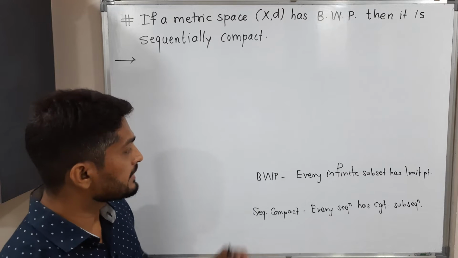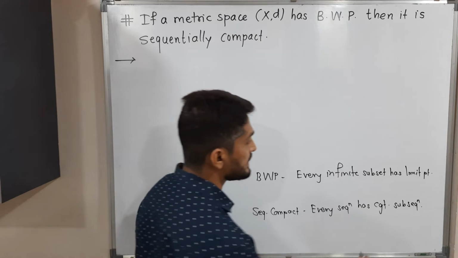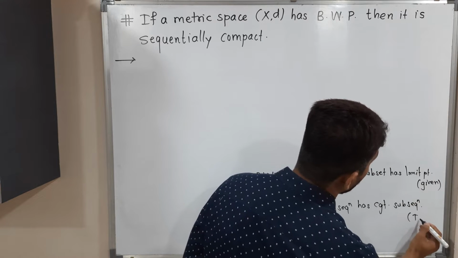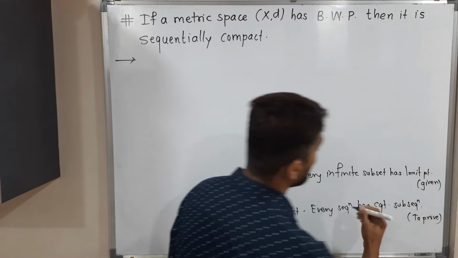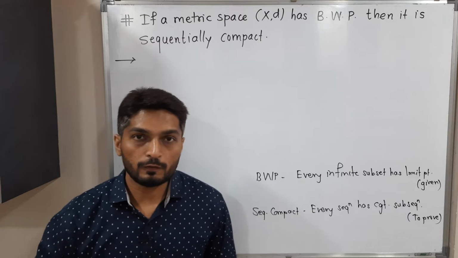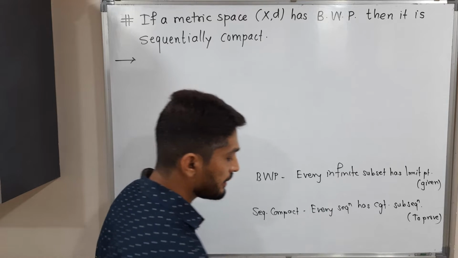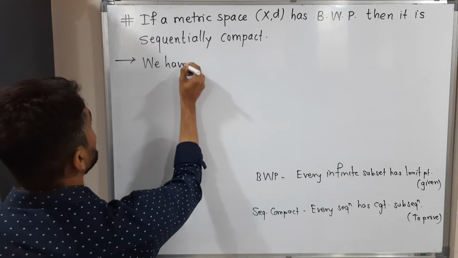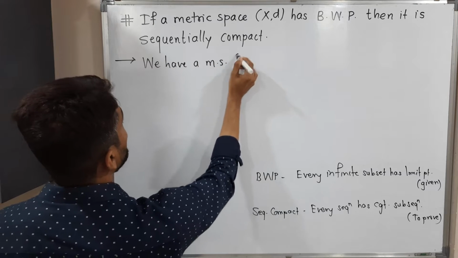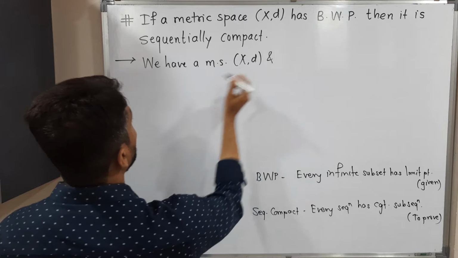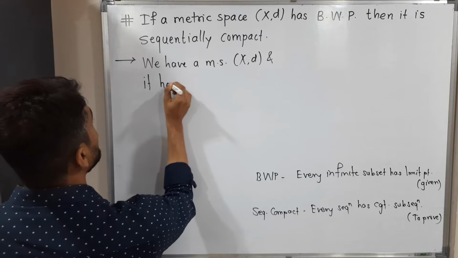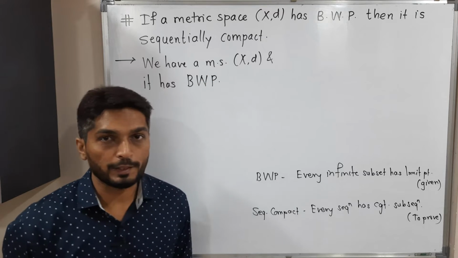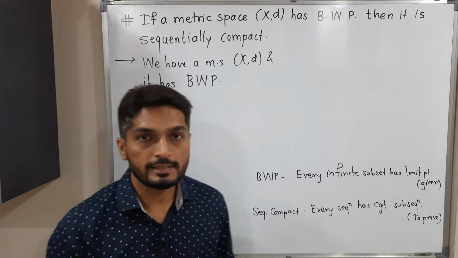So in this theorem, this is the given part. They have given that the matrix space has BWP. And what we have to prove? We have to prove that it is sequentially compact. So let us start with the given information. Let me write here. We have a matrix space X, d and it has BWP. So it has Bolzano-Weierstrass property, and what we have to prove? We have to prove that it is sequentially compact.